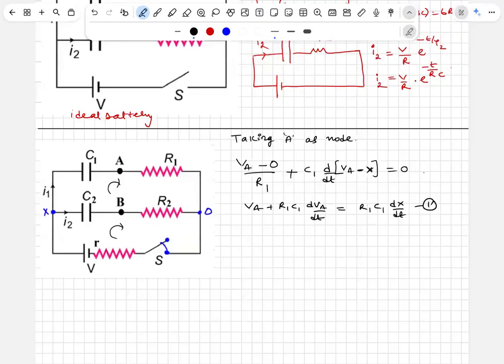It all depends on R1 C1. Suppose R1 C1 is the same as R2 C2, there is no issue. So similarly, you can write VB plus R2 C2 dVB by dt is equal to R2 C2 dX by dt.